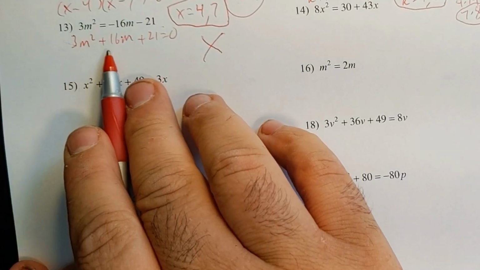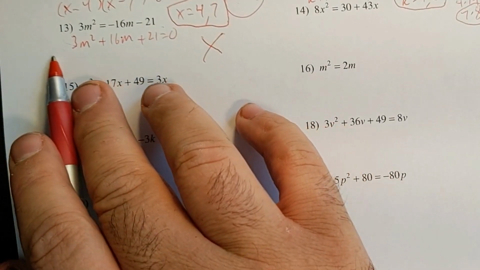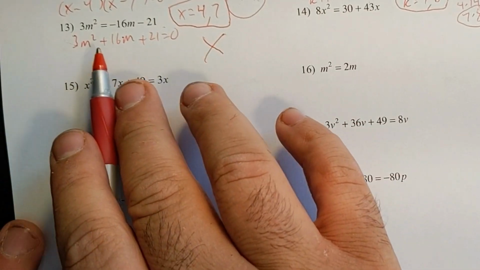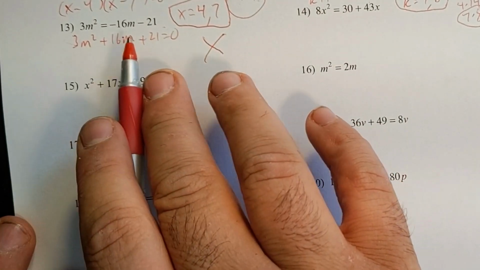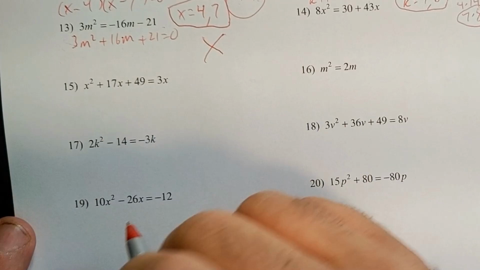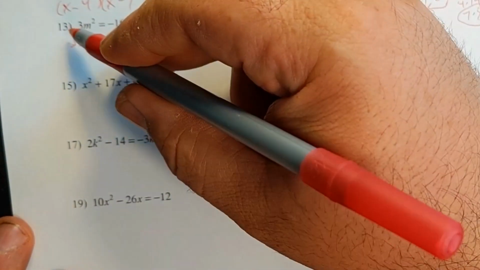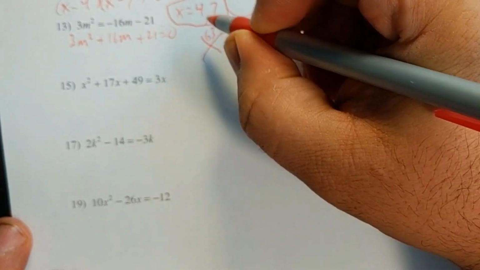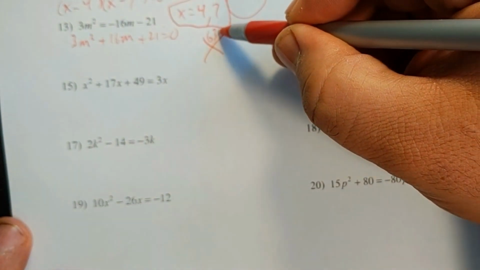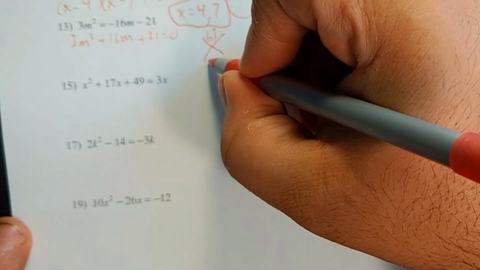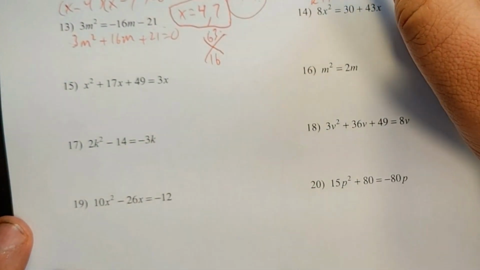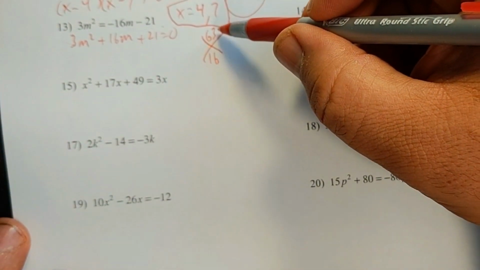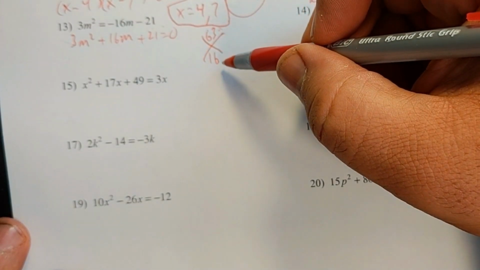in standard form. 3, 16, and 21 don't have a greatest common factor. There's nothing in common that you could divide in all three of these. So the 3 and the 21 get multiplied together. That's 63. It's positive and positive, so it's a positive 63. 16m goes to the bottom. You're finding factors of 63 that add up to give you 16.